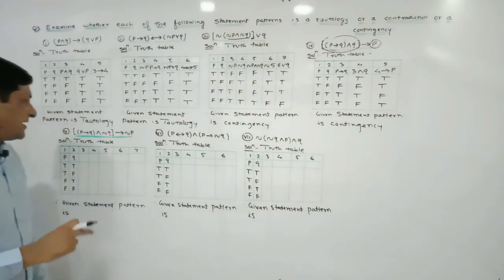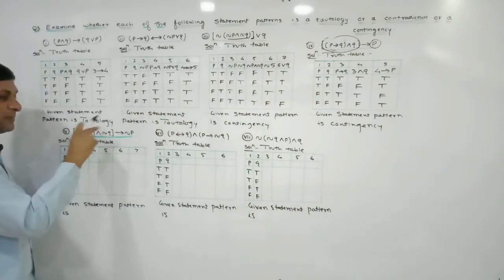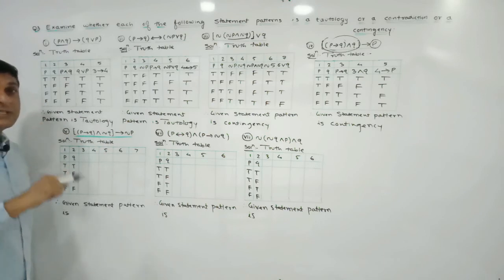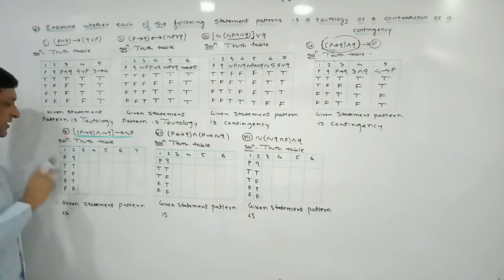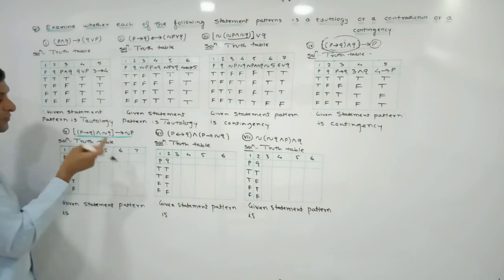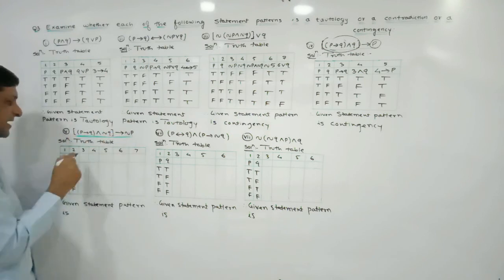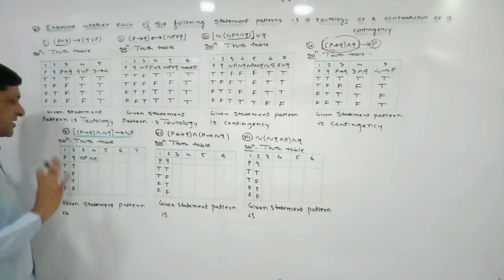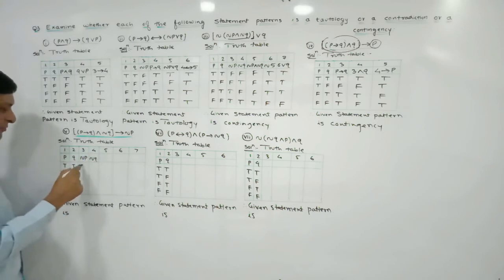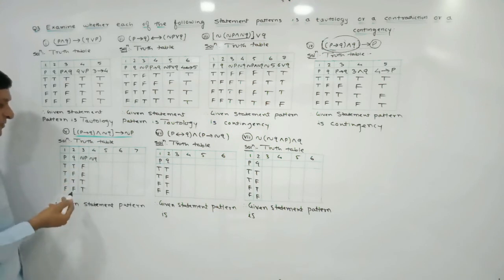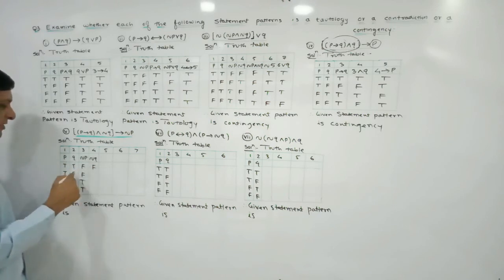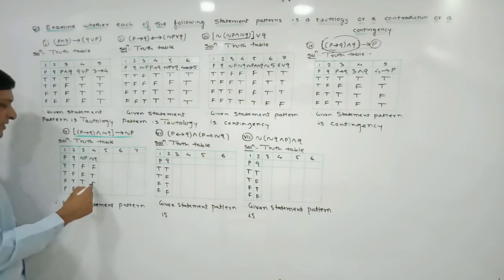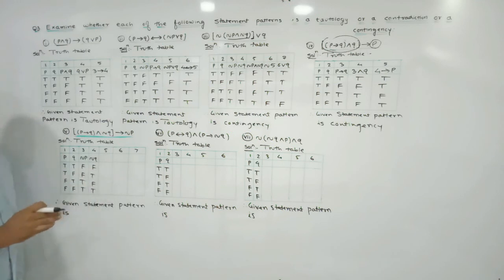Now observe the next example. In the next example also, how many letters appear? 2 letters, P and Q. That's why we have to construct its truth table for these 4 different possibilities. To construct its truth table, we will require negation P also, and negation Q also. Let us find the negation of P. Negation of true is false, negation of true is false, negation of false is true, negation of false is true. Now find the negation of Q. Negation of true is what? False. Negation of false is true. Negation of true is false. Negation of false is true. Isn't it?